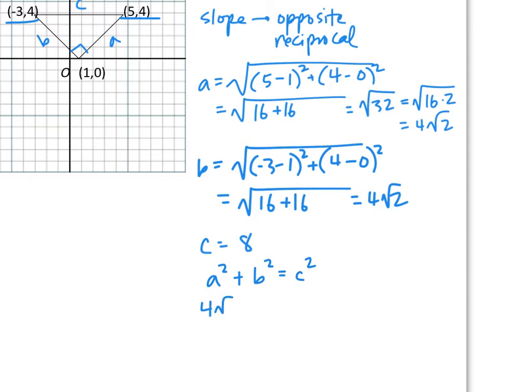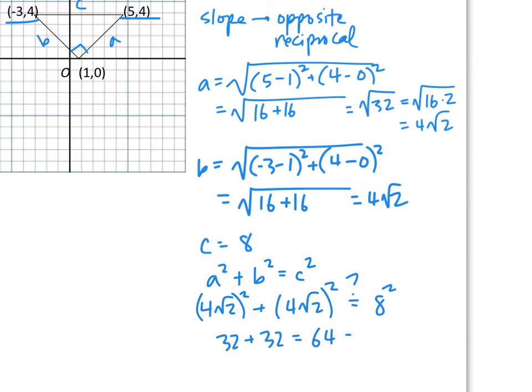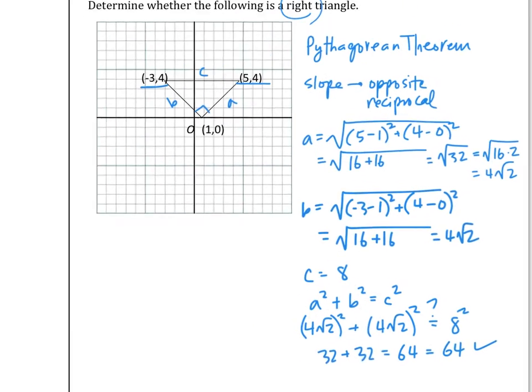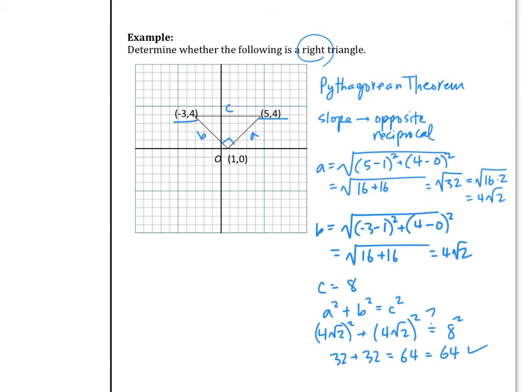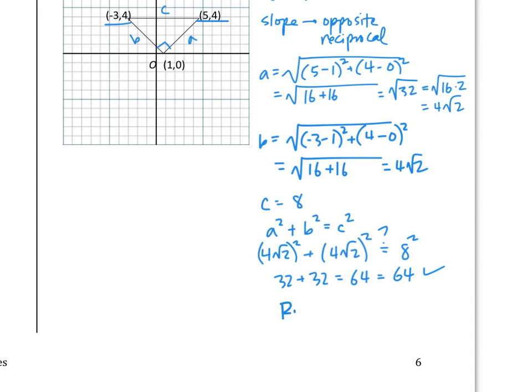So a is 4 root 2, b is 4 root 2, and then the question is, does it equal c squared? So 4 root 2 squared is 32, so that is 64, which is also c squared. So that means it is a right triangle. So this is a right triangle.